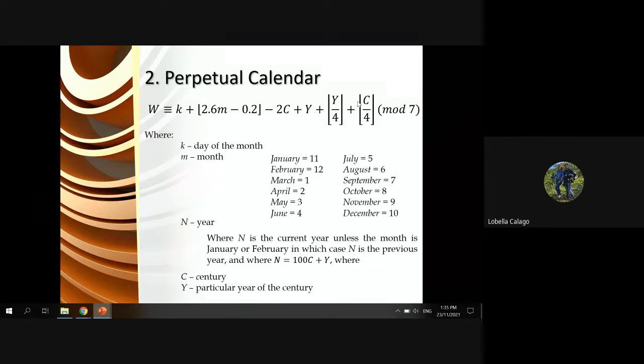It means that you round off if it's a decimal fraction, if it has decimal places and is not a whole number. But since the line is at the bottom, as you can see here, it means that you're getting the whole number only. Disregard the decimal fraction. There's no need for you to round it off. Okay? So we have an example here.